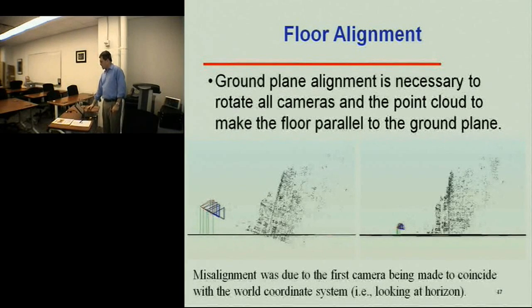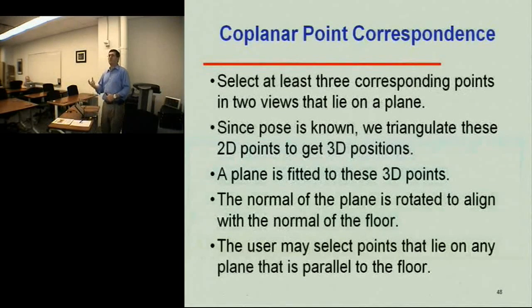Okay, so we do so by selecting at least 3 corresponding points manually in 2 views that lie on a plane. And since pose is known for each of the cameras, we can triangulate these 2D points to get 3D positions. A plane is then fitted to these 3D points. And the normal of that plane can be rotated to align itself with the normal of the floor. That means that the normal of that plane can be made to point straight up. Okay? And the user can select points that lie on any plane that is parallel to the floor.